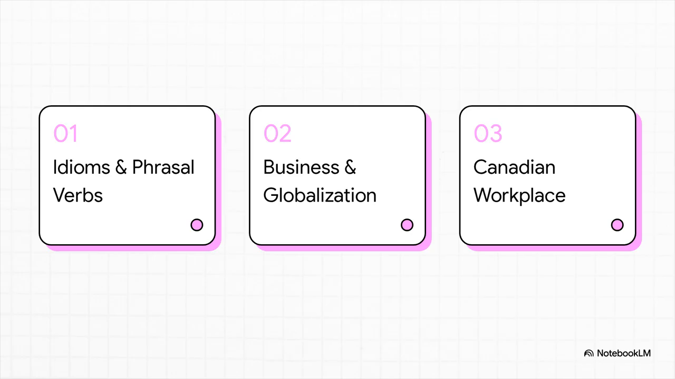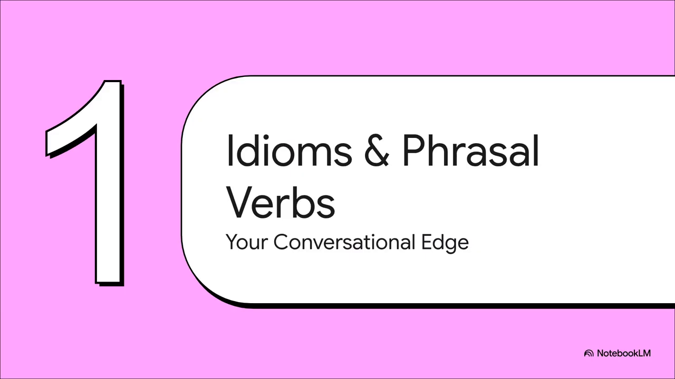Let's get started. Section 1. Idiomatic expressions and phrasal verbs. Think of this section as your conversational edge. These are the phrases that sound incredibly natural in everyday Canadian English, making them absolutely perfect for securing those high marks in your speaking and listening modules.